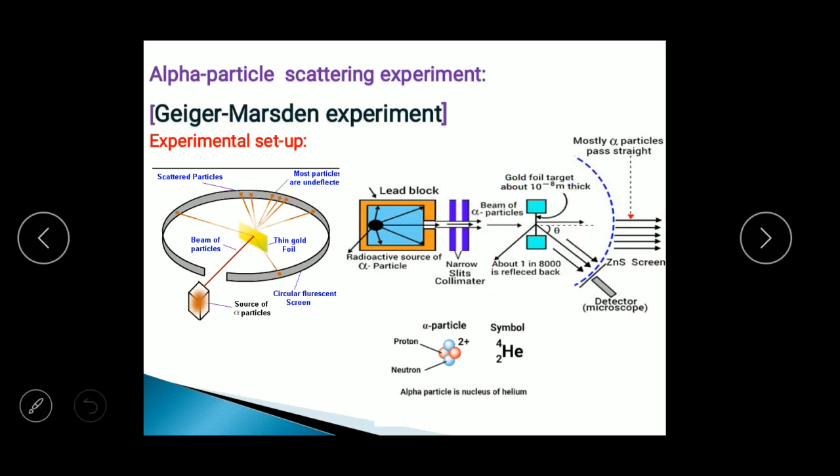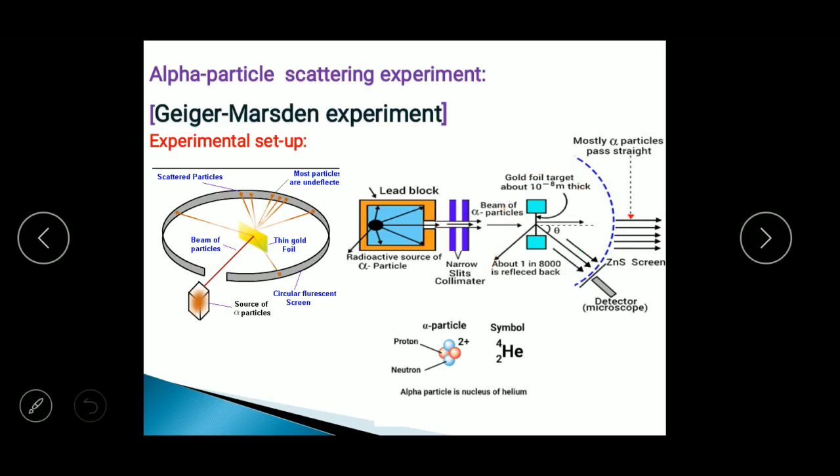The thickness of the gold foil is about 10 to the power minus 8 meter. So the gold foil is the target, right? First one is the lead block, the second one is the collimator, and the third one is the gold foil, about the thickness 10 to the power minus 8 meter.